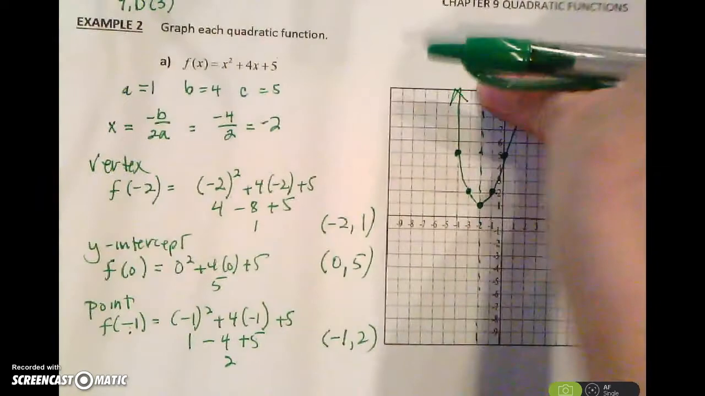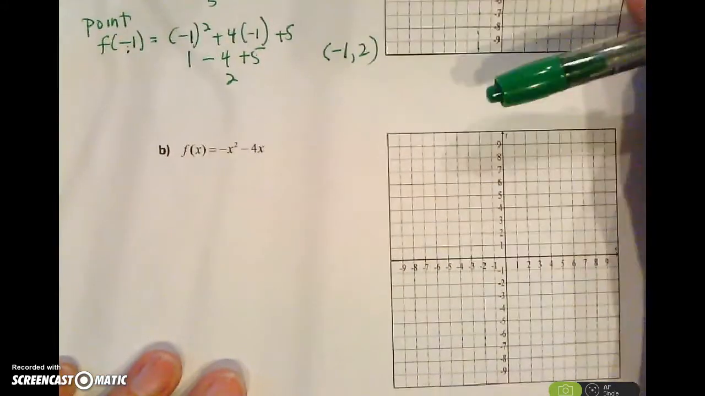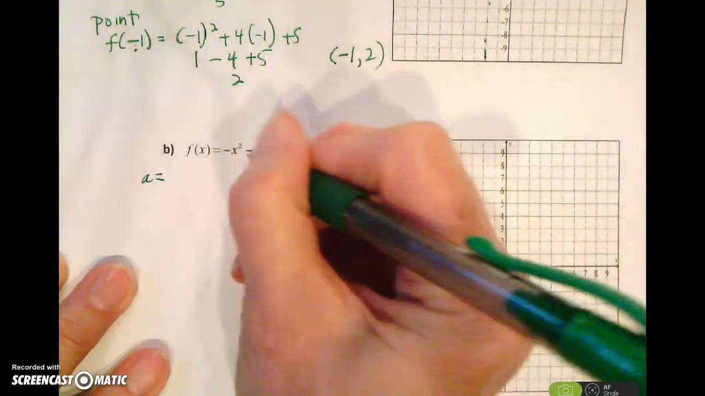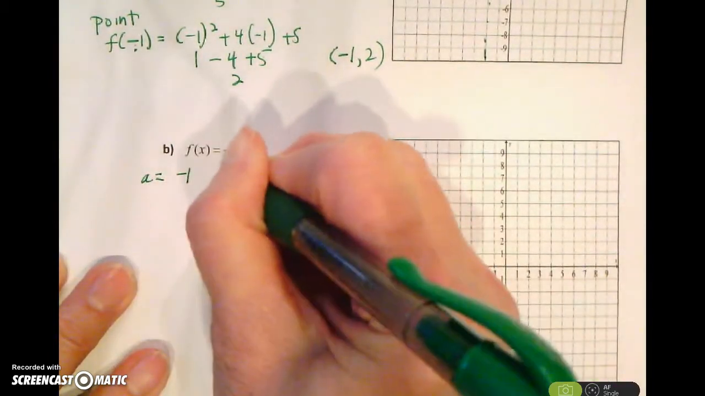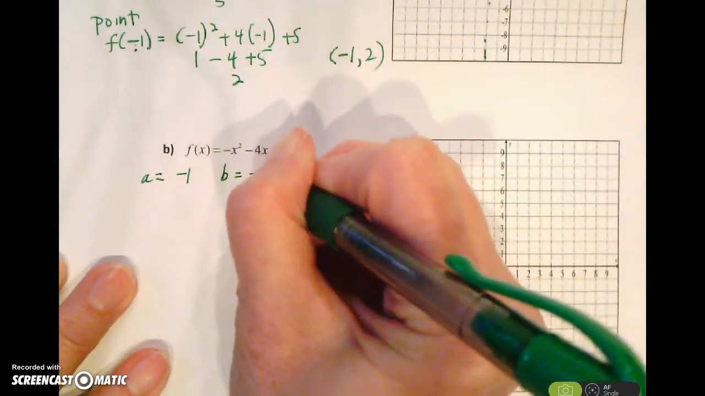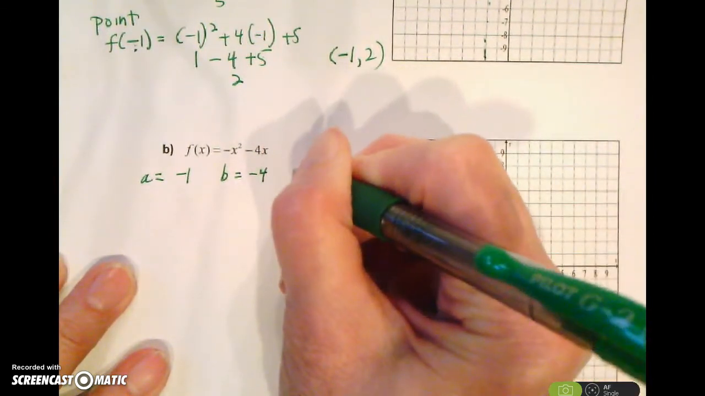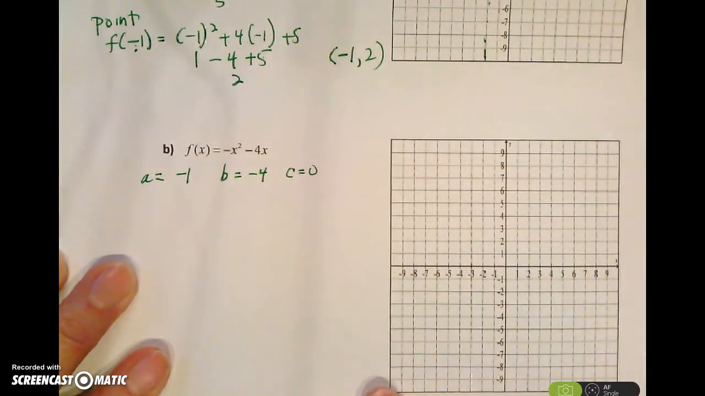All right, so let's do that again on the B example. So here, A is going to be negative 1. B is going to be negative 4. And if we needed a C, which we don't really, C would be 0 for this problem right here.